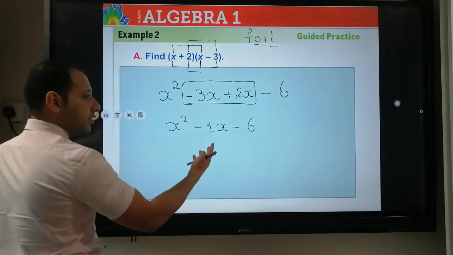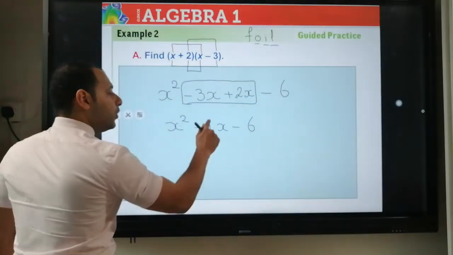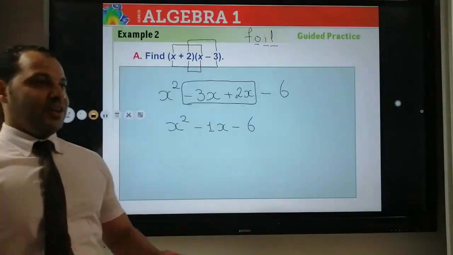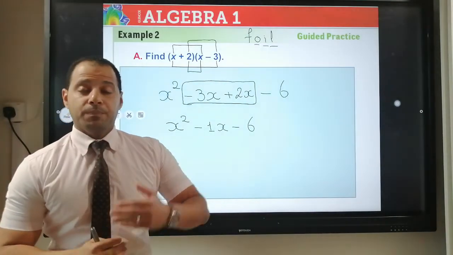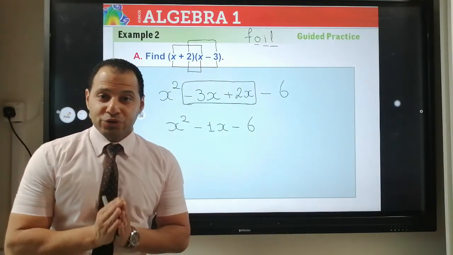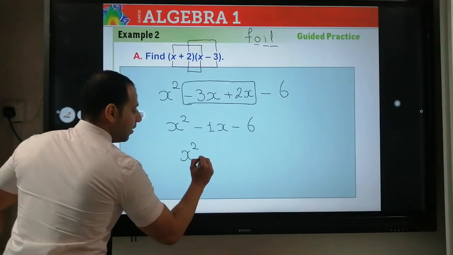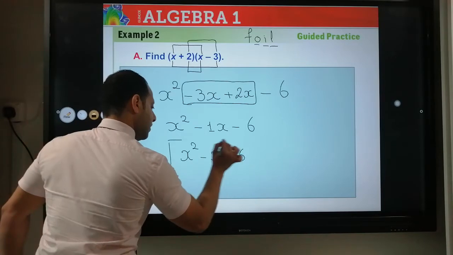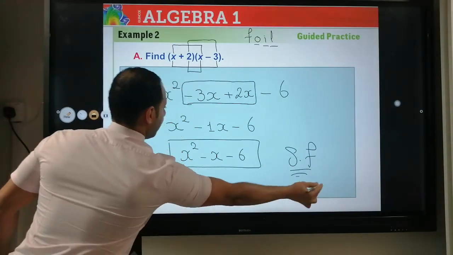Wait, it's right, but in the next step we can remove the 1, because if the coefficient is 1, we don't write it. This is right, but when the coefficient is equal to 1, we don't write it. So it will be x power 2 minus x minus 6. This is my simplest form.